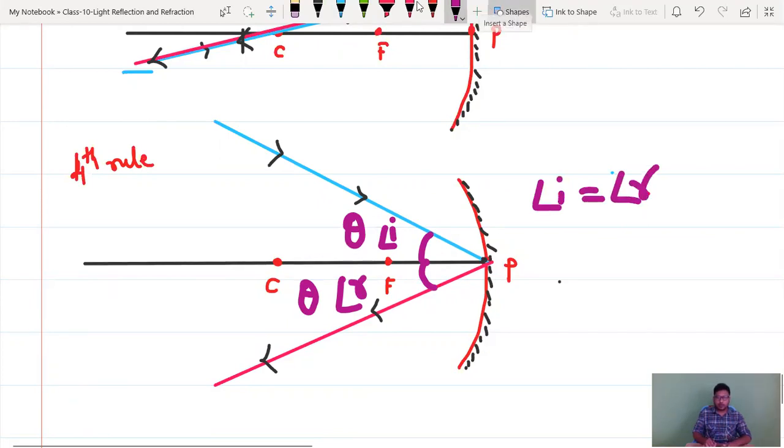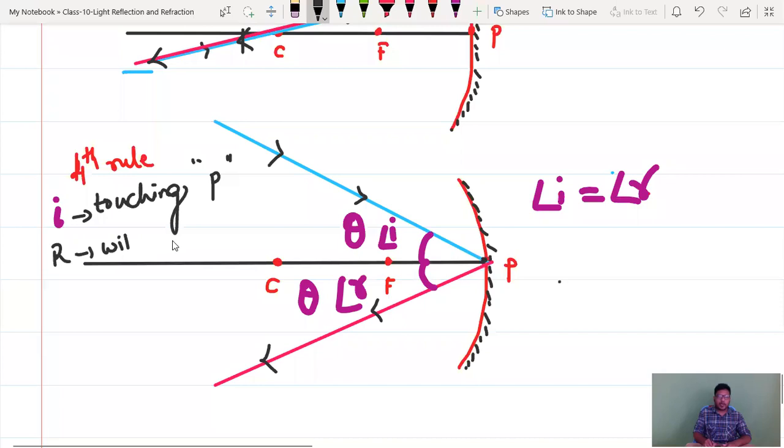So the fourth rule is, if an incident ray is touching pole P, the reflected ray will make the same angle. So angle I will be equal to angle R. These are 4 rules, guys.